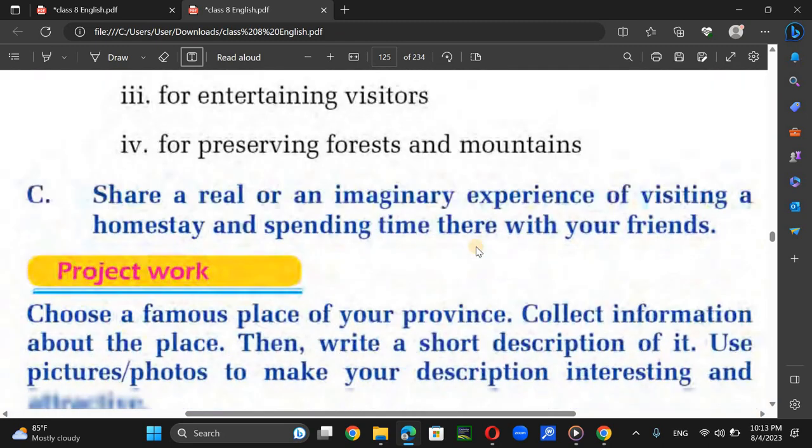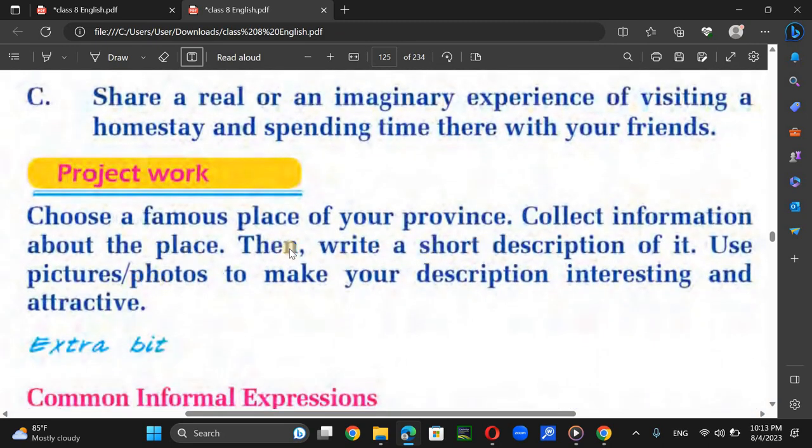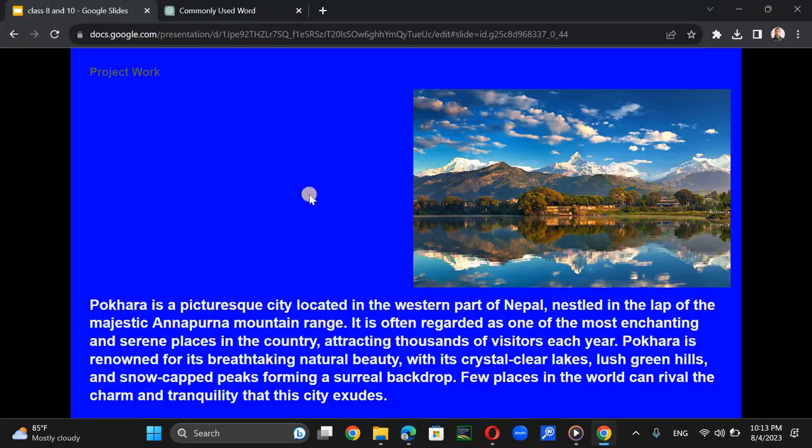Okay. So now next one, project work. Choose a famous place of your province, collect information about the place, then write a short description of it. Use pictures and photos to make your description interesting and attractive. So look at it. This is the picture of Pokhara Valley. So here I have described it.